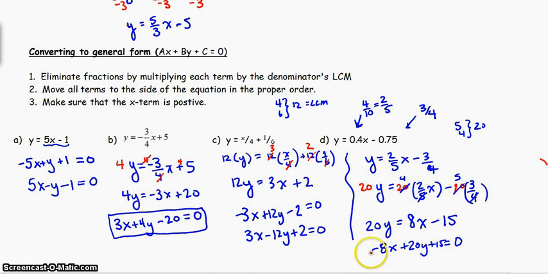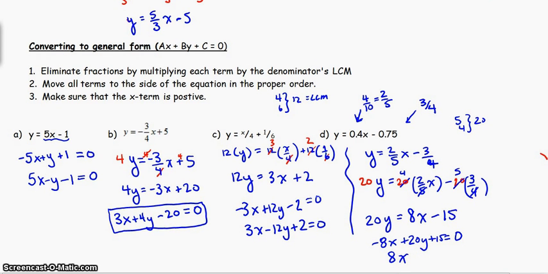Switch the signs appropriately. Oops, don't want a negative. So, whoops, forgot to switch that sign. Minus 20y minus 15 equals 0. Switch them all to the opposite. I now have general form.